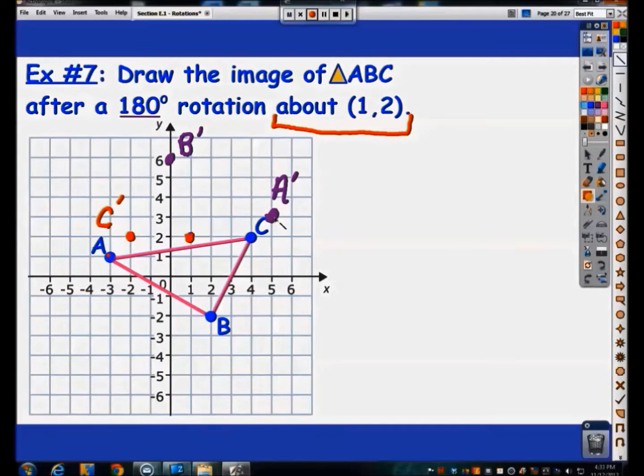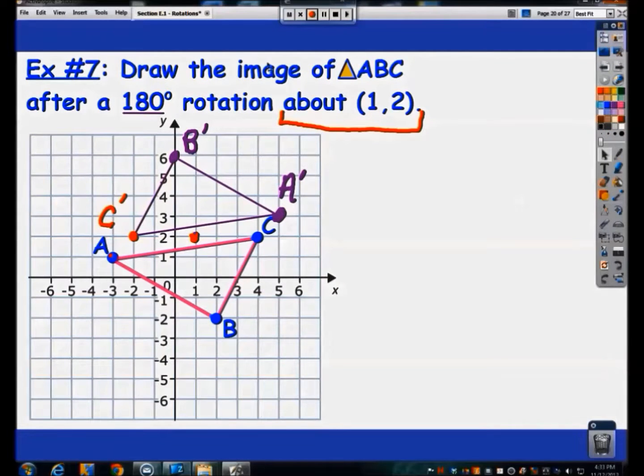So now let's connect the dots. A prime, B prime, B prime, C prime, C prime, A prime. And that was the type of picture that we kind of had in mind earlier. So now this triangle is rotated around this point 180 degrees. Again, that's what we're going to have to do when the center of rotation is some other point.